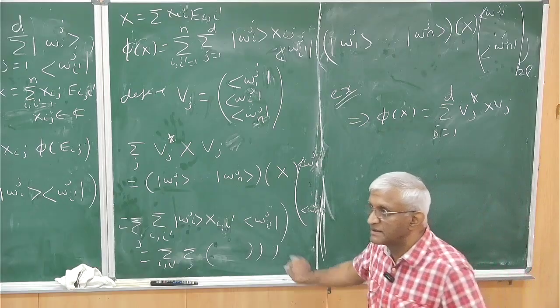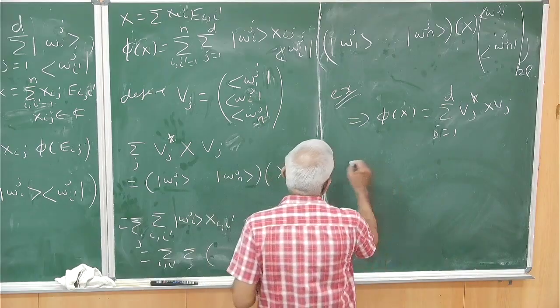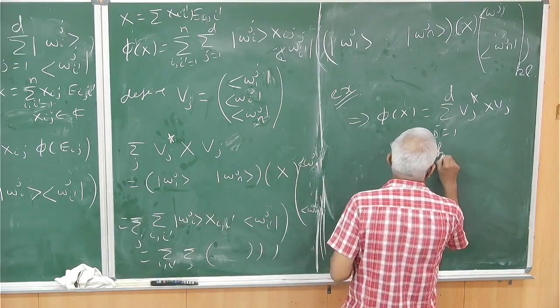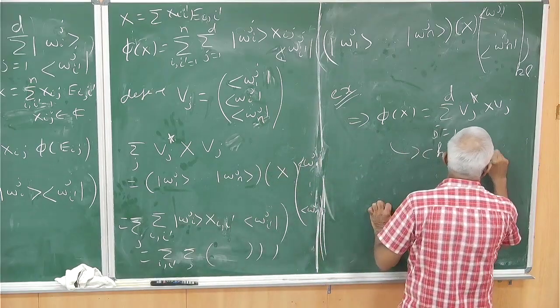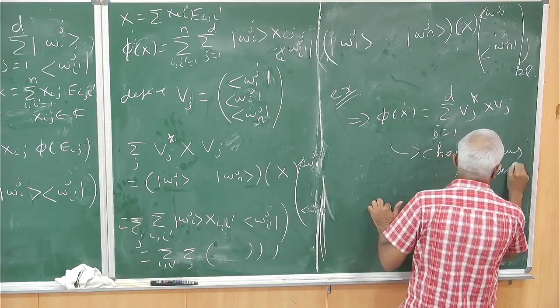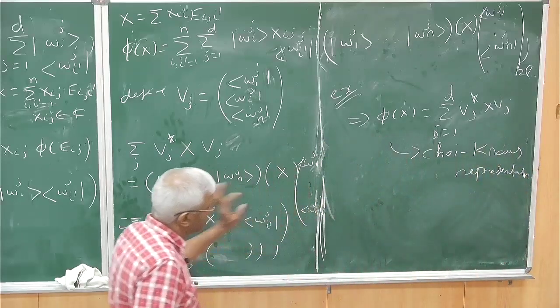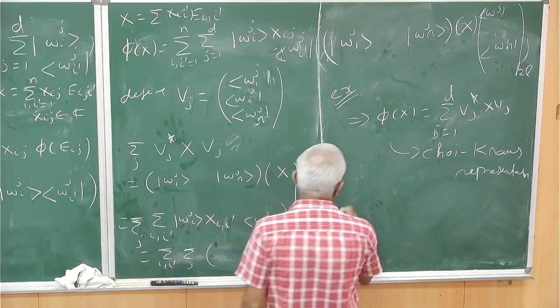The Choi-Kraus theorem is proved. This representation is what is called the Choi-Kraus representation. And we have this matrix. So this is something different.